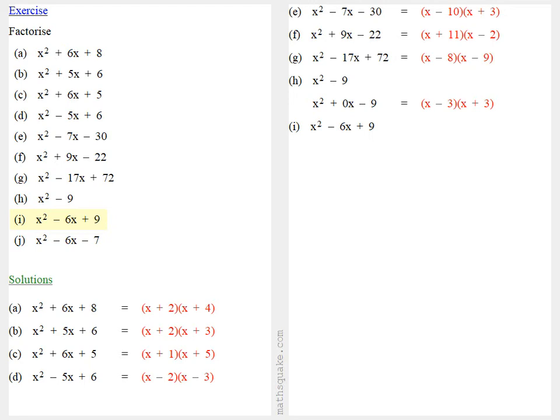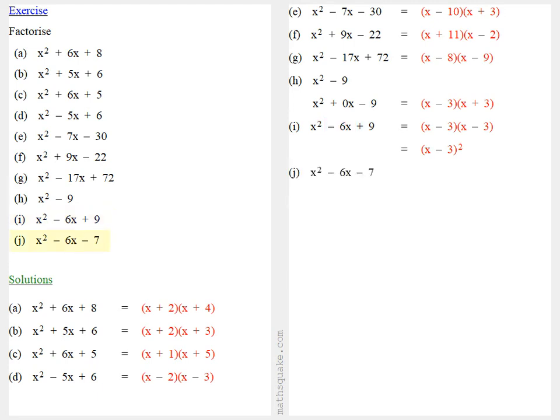In question I, we have x squared minus 6x plus 9. We want two numbers that add to make minus 6 and multiply to make plus 9. Well, they will be minus 3 and minus 3. Minus 3 plus minus 3 is minus 6. Minus 3 times minus 3 is plus 9. So the factors are x minus 3 times x minus 3, or x minus 3 all squared.